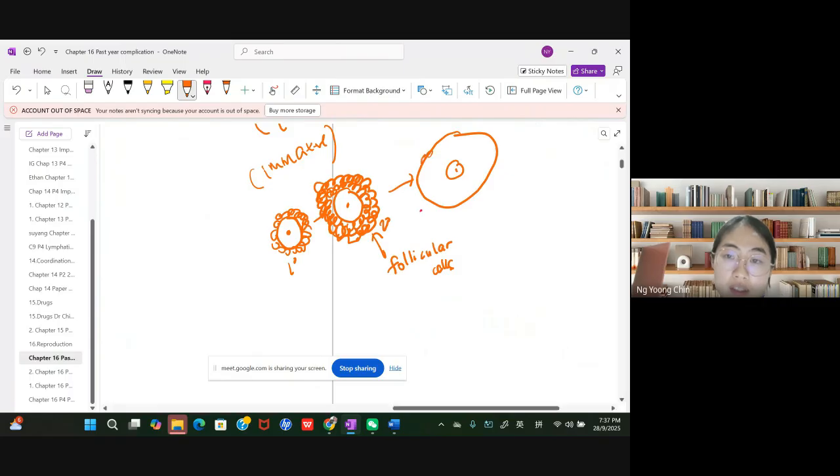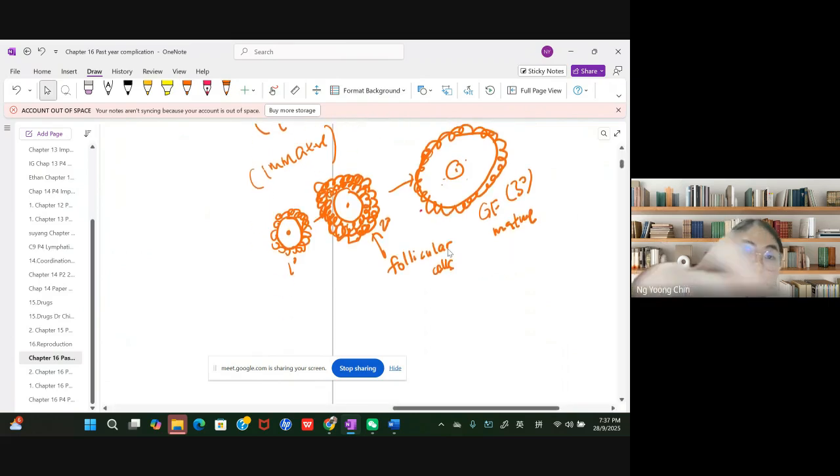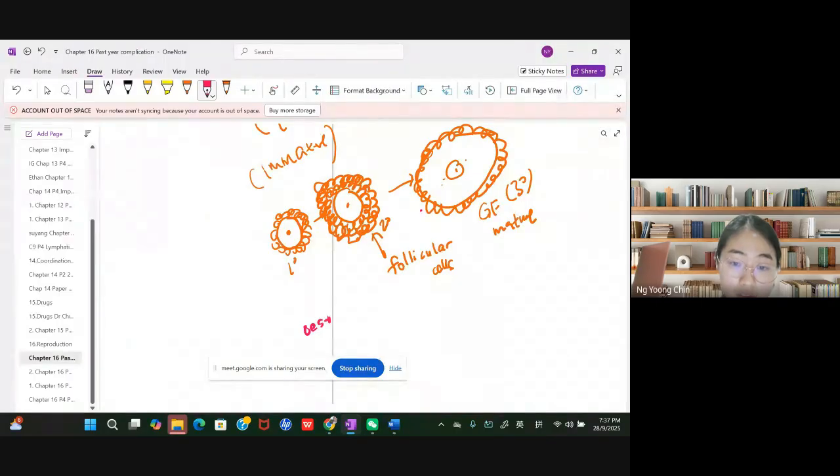Outside, they still have a lot of follicle cells, it's larger, and inside they contain fluid. So this GF is tertiary, which is mature. When they are growing the outside follicular layer, they will secrete the estrogen. So this is the estrogen. Initially the estrogen is very low, they have a low level of estrogen.